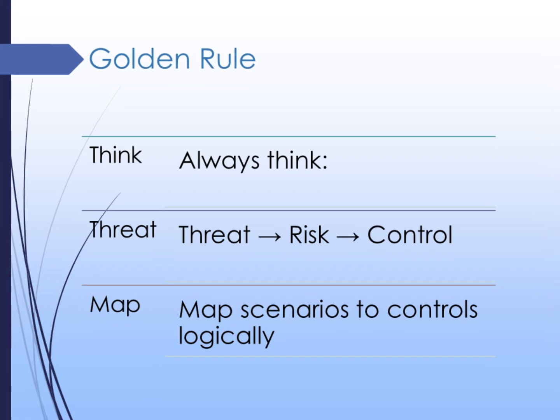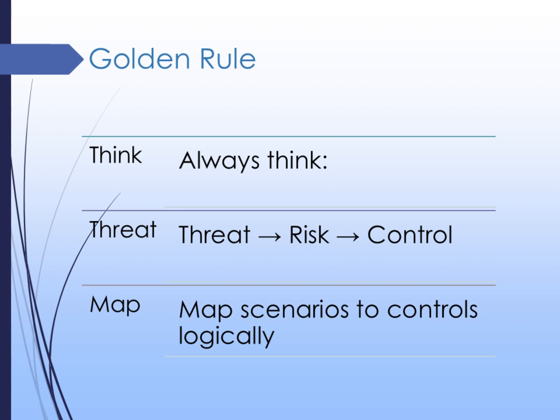One of the simplest but most powerful ways to approach the CISA exam is to follow what I like to call the golden rule of audit thinking. When reading any scenario, always train yourself to think logically through the relationship between threats, risks, and controls. Start by identifying the threat or issue being described in the scenario. Then ask yourself what risk that threat creates for the organization. Once you understand the risk, the next step is to determine which control would best reduce, prevent, detect, or manage that risk. In many CISA questions, the correct answer becomes much clearer once you apply this thought process consistently.